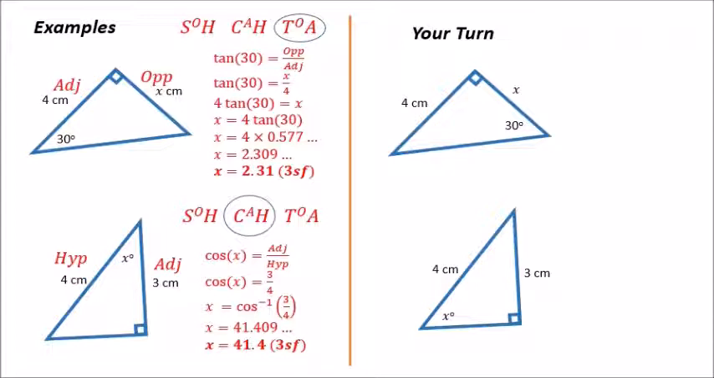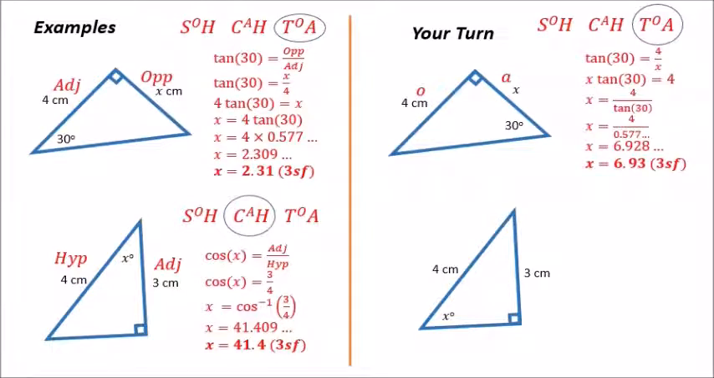So now you've had a chance to have your own turn. Let's go through the working out. So SOHCAHTOA, in this example we have our opposite and our adjacent side. So we're going to use tan. So tan 30 is equal to our opposite divided by our adjacent, so 4 over x. X tan 30, when I multiply both sides by x, is equal to 4.